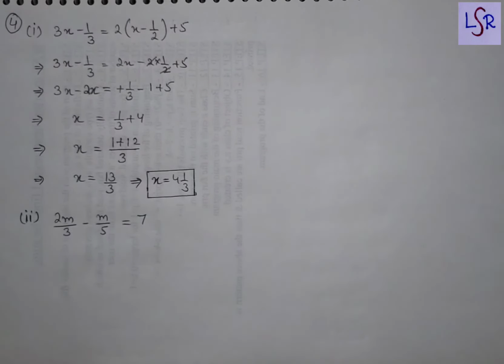Now let's see the second part of this question also. Here in this question, in LHS we are having 2m upon 3 minus m upon 5 equals 7. Now we are going to take the LCM in the LHS and solve for m, and we get this.